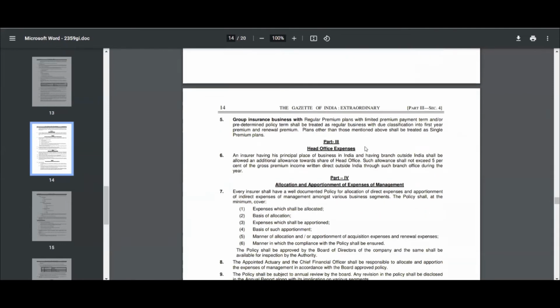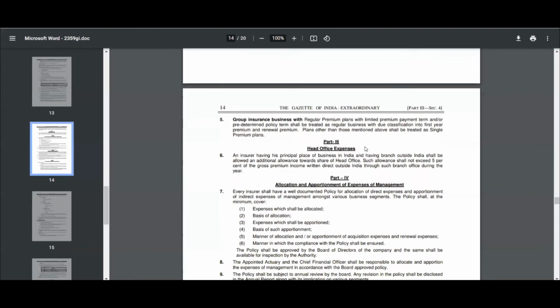Every insurer needs to have a documented policy about the allocation of direct expenses and apportionment of indirect expenses, right? And we already know what direct expenses are. Direct expenses are those which vary with the number of policies. Indirect expenses are fixed, like the overhead, like the rent. Even if you are not selling a policy, you have to pay the rent, right? So those are indirect expenses. Direct expenses can be allocated, and indirect expenses can be apportioned.